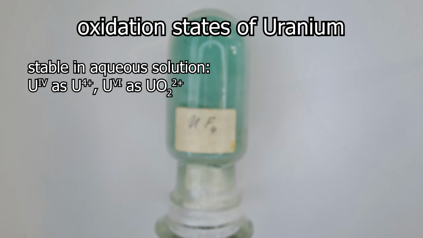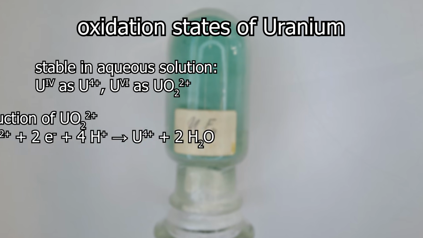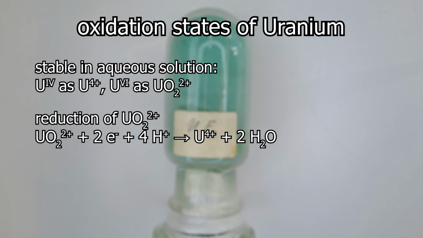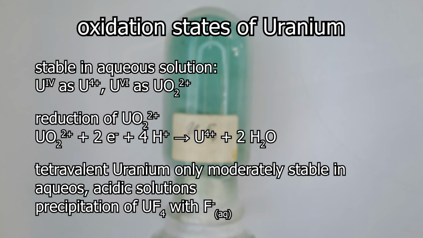To produce uranium tetrafluoride, you must therefore add 2 electrons to the uranium atom. This is done using a reducing agent. Subsequently, by adding fluoride ion, one can obtain a solid that contains uranium 4+. As a solid, uranium 4+ is also quite stable.